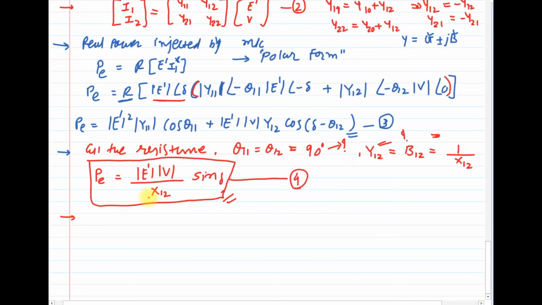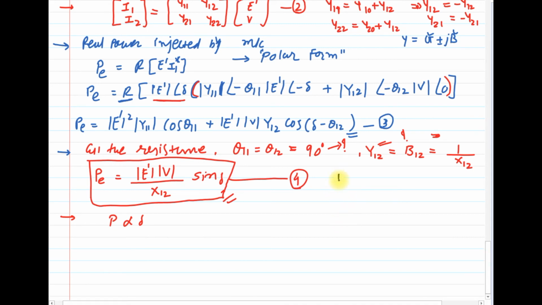So, of course, after the design of the transmission line, the reactance will remain constant. Yes, you can change it with the use of FACTS devices, but if we consider the machine voltage, the system voltage, and this reactance as constants, then I can say that P is directly proportional to the angle delta. Clear?